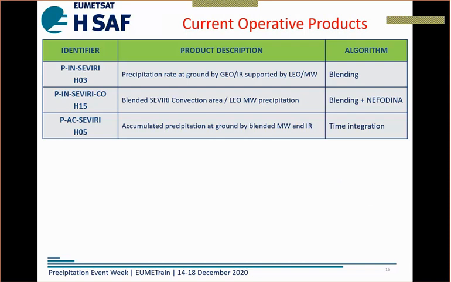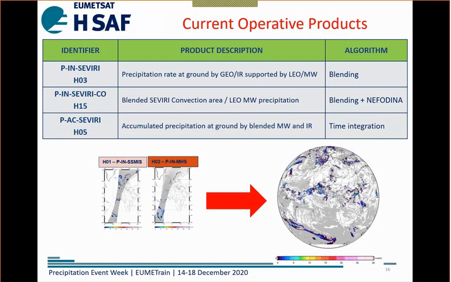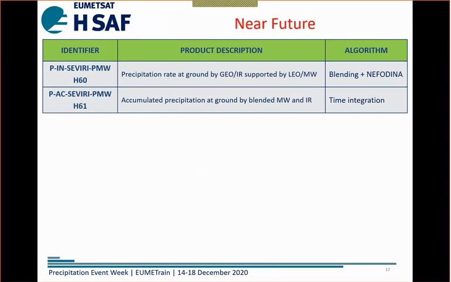Currently, the operative products based on this technique are two, H03 and H15. They are based on the same technique, and H15 is the algorithm that uses also NEFODINA. In particular, the algorithm is fed only with precipitation estimation from the SSMI instrument and the MHS instrument. This product is already available on the FTP server of H SAF. It's not yet distributed via EUMeTrain because it's still under review.